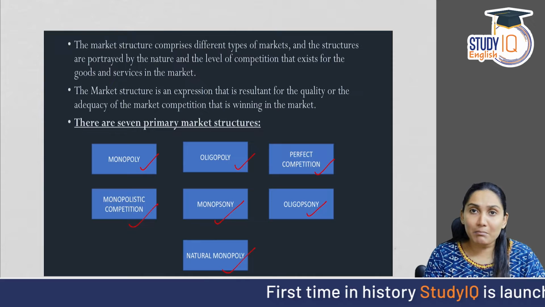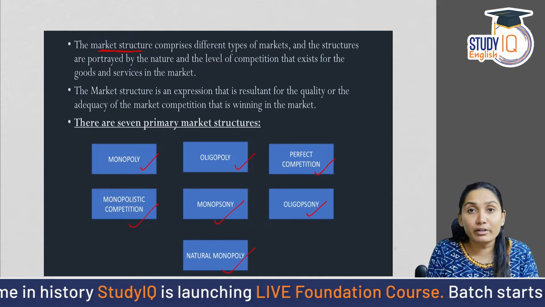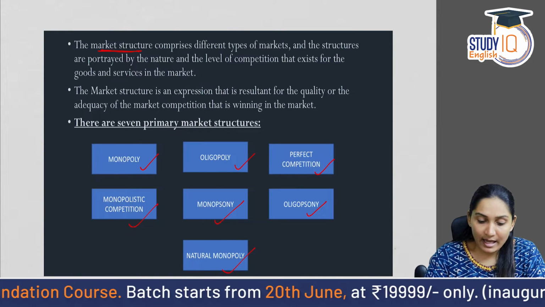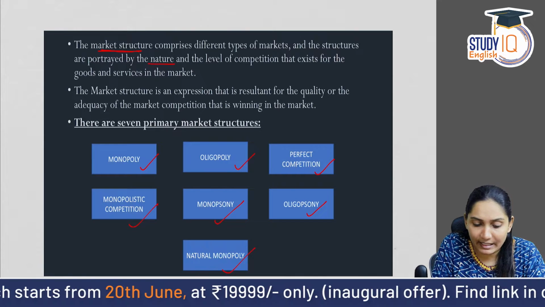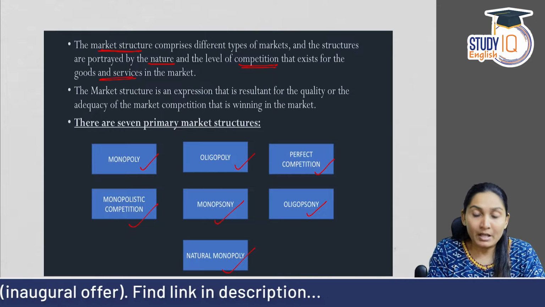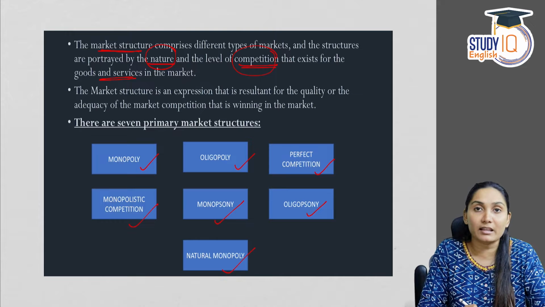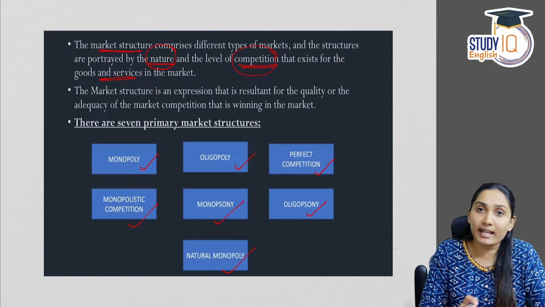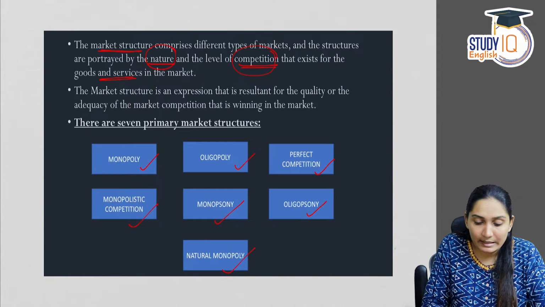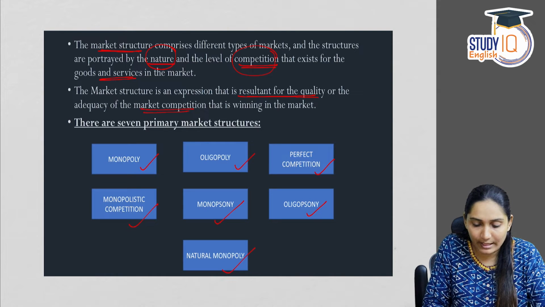So let's see what is a market or a market structure. The market structure comprises different types of market. There are different types of market existing, and the structures are portrayed by the nature and the level of competition that exists for the goods and services in the market. So depending on the nature of the market and the level of competition existing for the goods and services, they can be classified as different types. The market structure is an expression resulting from the quality or adequacy of the market competition that is prevailing in the market.